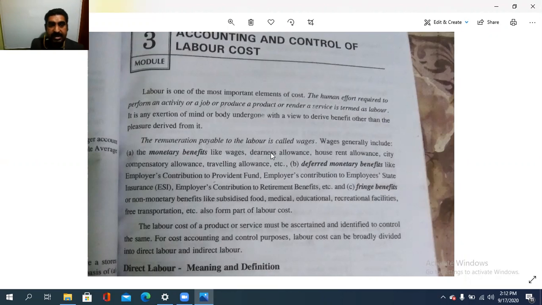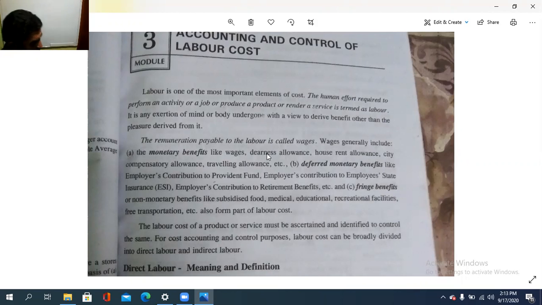The labor. It is any exertion of the mind or body undergone with a view to derive the benefit other than the pleasure derived from it. Therefore, the remuneration payable to the labor is called what?